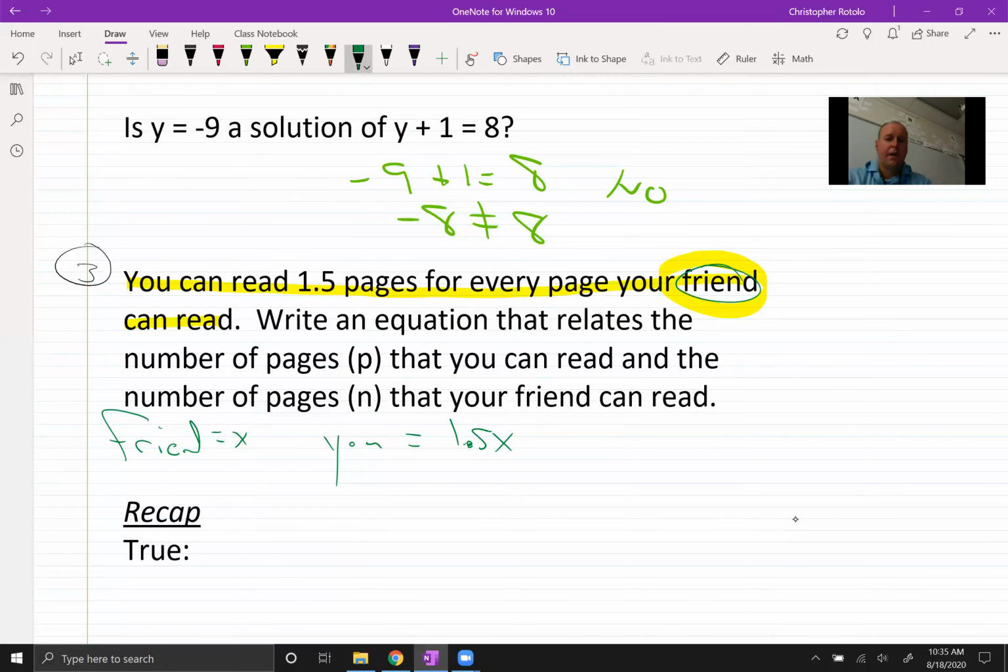All right, so we're talking about pages that you can read. So this is going to be a translation that we want: n = 1.5p. So rate, number of pages that you can read. Well, you can read p pages. Your friend can read n pages. So this often happens a little bit in translation.